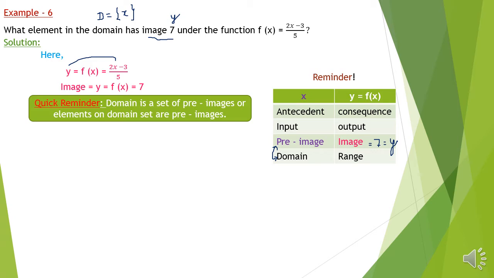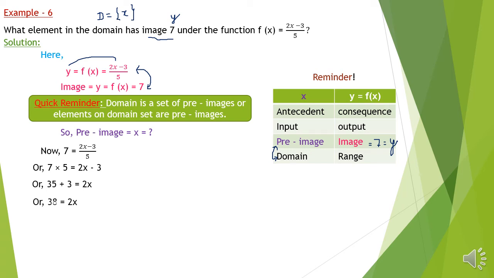Now we can easily equate this value to 7. Pre-image is x. We can easily equate these two values: a is equal to b, b is equal to c, so a is equal to c. On cross multiplication it is 35 equal to 2x minus 3, so 38 equals 2x, and the value of x is 19. So our pre-image is 19, and the element in the domain is 19.